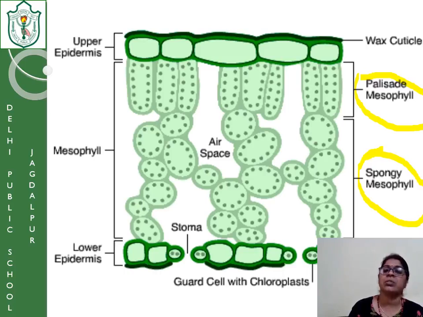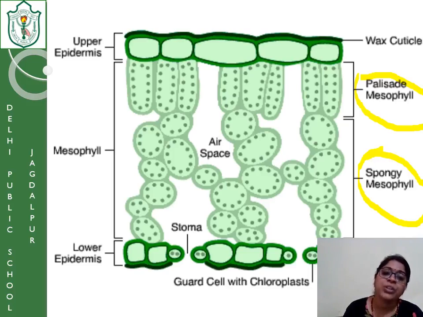Next to the mesophyll cells, the lower epidermis is present. Now you can see that the lower epidermis cells are circular, there are some gaps, and in between the gaps some oval-type structures are present. These cells are called guard cells. These guard cells can come closer, and they can go away from each other. And the gap trapped between the two guard cells is called the stoma, or stomata.